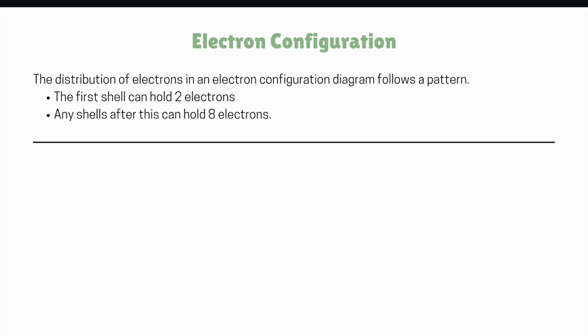We can do electron configuration. Electron configuration is a visual representation of the distribution of electrons in an atom, and it follows a pattern. The first shell can hold up to 2 electrons, and any shell after this can hold 8 electrons.